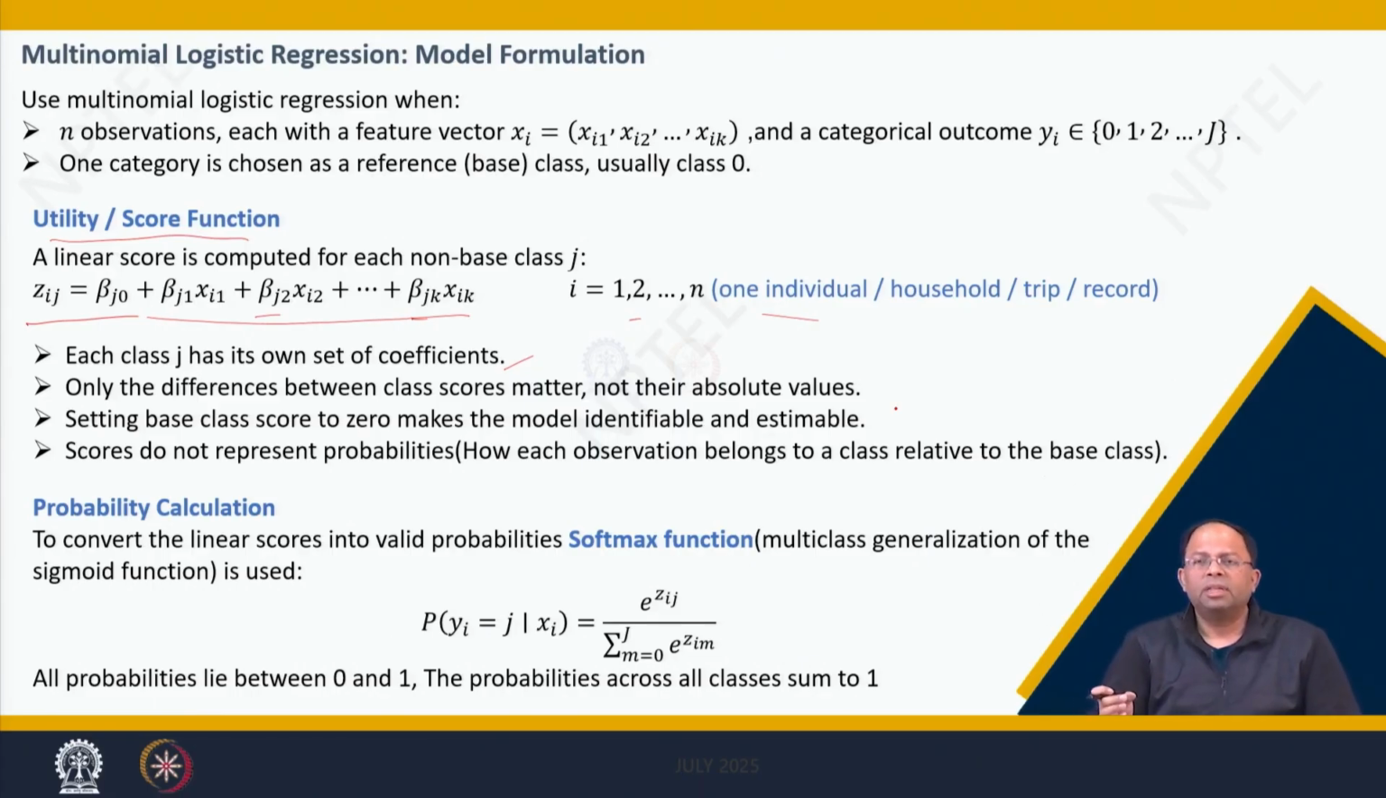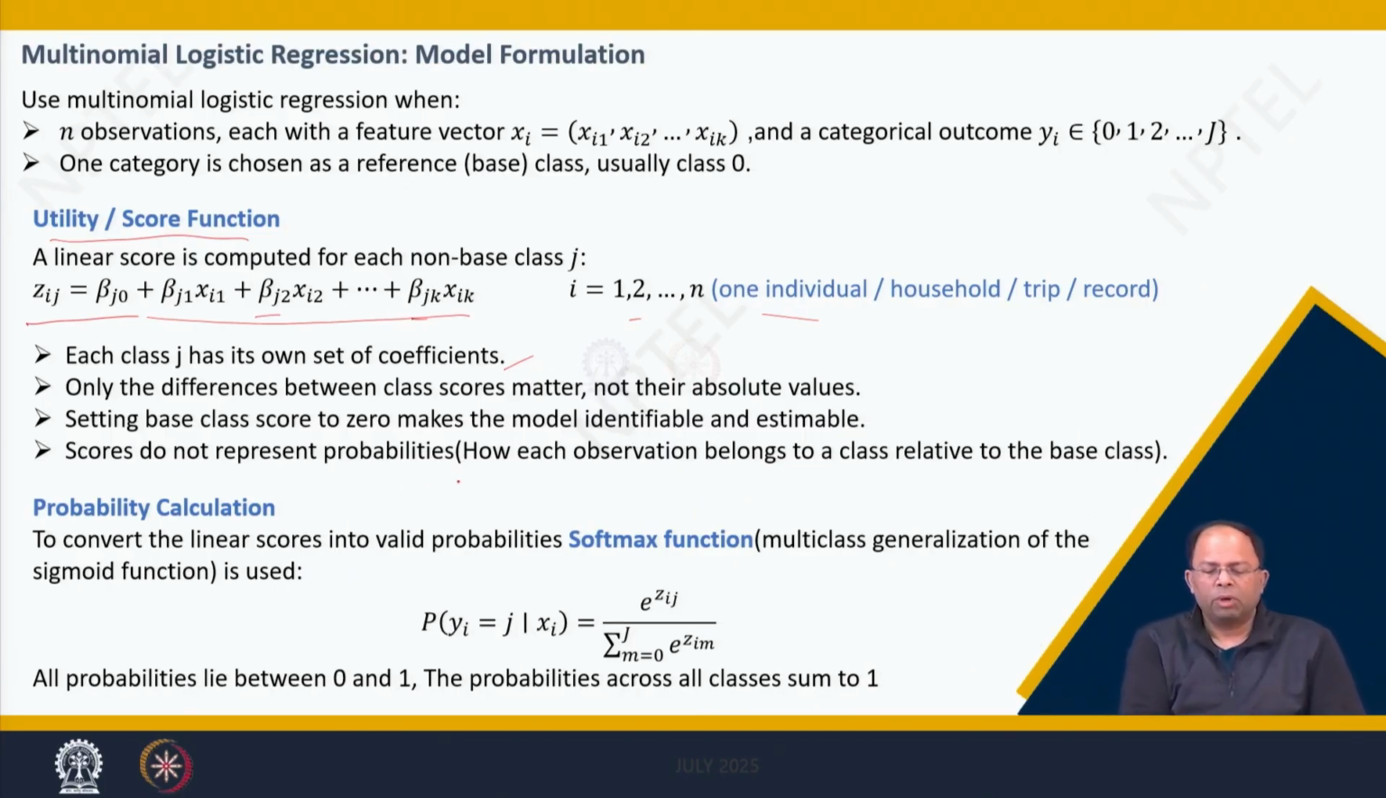The difference actually tells us that if that z value increases, then the probability of choosing one of those classes, relative to the reference class, would increase. And setting the base class score to 0 makes the model identifiable and estimable. So that's why we make that one the 0 value, and whatever is more than that is taken for the other one.